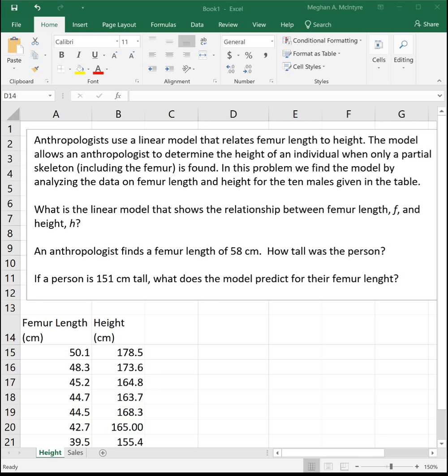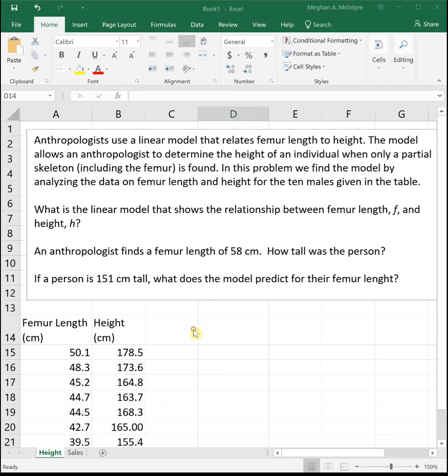Anthropologists use a linear model that relates femur length to height. The model allows an anthropologist to determine the height of an individual when only a partial skeleton, including the femur, is found. In this problem, we find the model by analyzing the data on femur length and height for the 10 males given in the table. And if I were you, I would take a second and type in the data in the table.